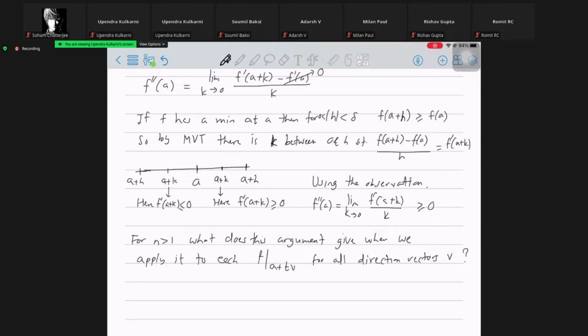All directional derivatives. All the directional double derivatives. So what are those directional double derivatives? That is interesting, correct? So I get that all d sub v square of f at a are greater than or equal to 0.